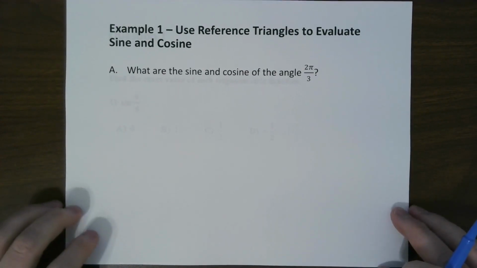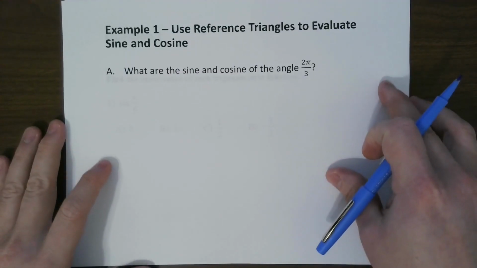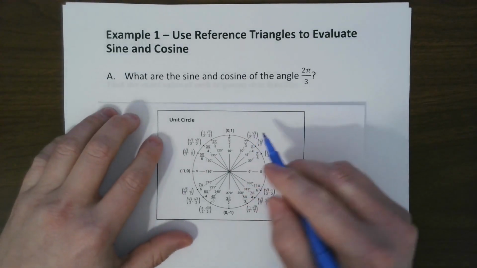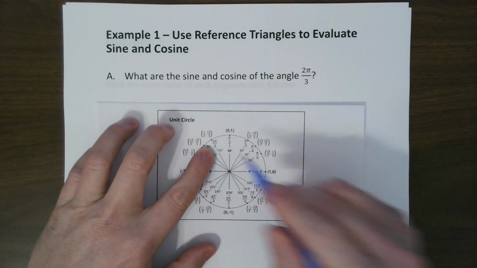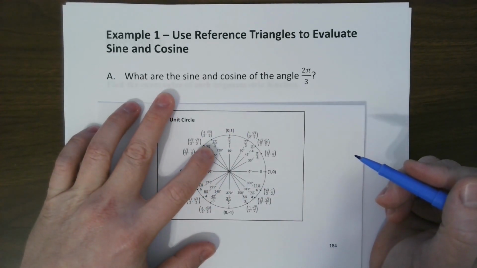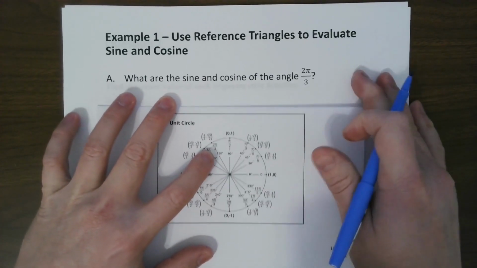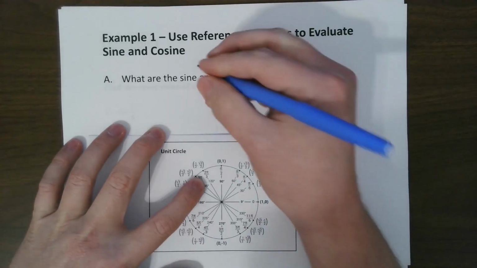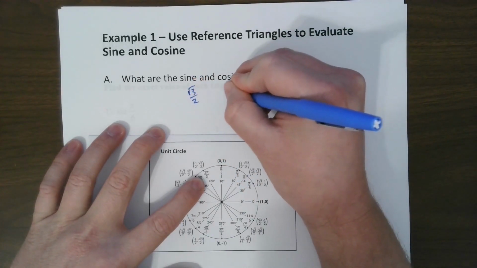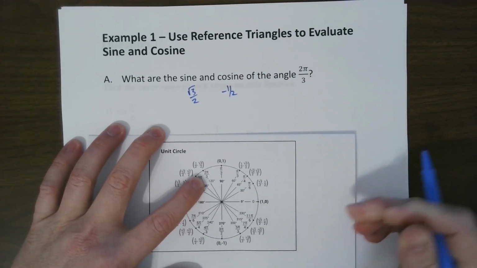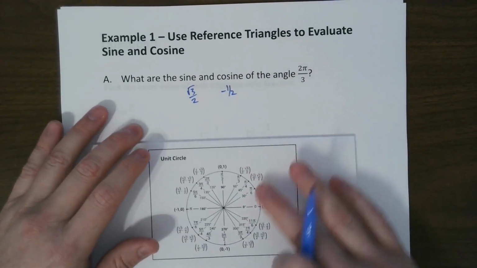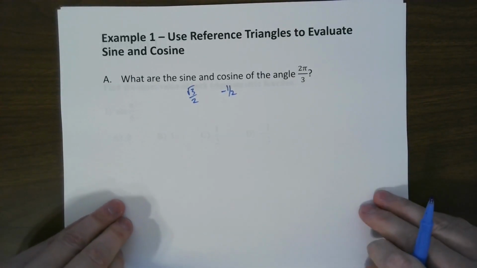So what is the sine and cosine of angle 2 pi over 3? Well, we take a look at the unit circle for 2 pi over 3, which is right here. Now, sine is y and cosine is x. So all we got to do is copy that. So sine would be radical 3 over 2, and cosine would be negative 1/2. And that's it. That's all you do. Just use the unit circle. It makes it really, really easy and really, really fast.